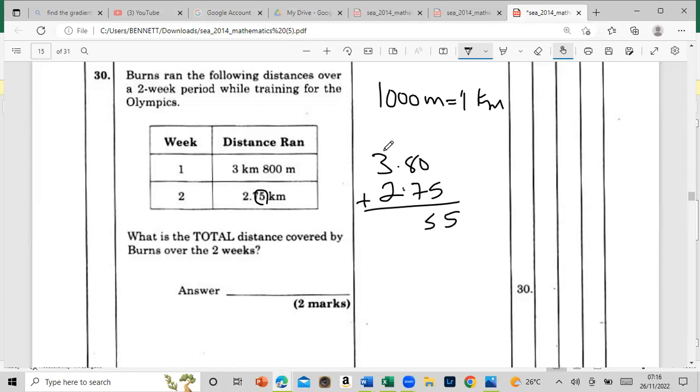5 plus 7 is 12, carry 1. So he covered a total of 6.55 kilometers. All right, so it goes up to 46, I think.